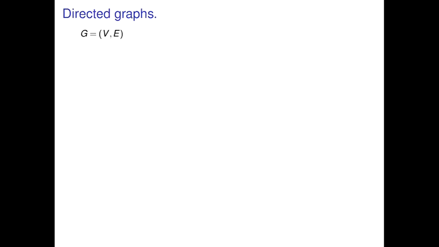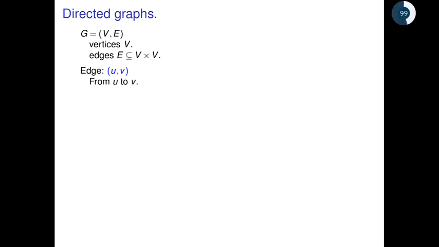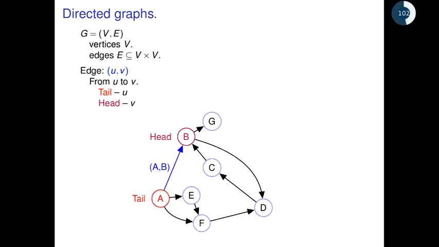So we'll go to directed graphs. We have vertices V and edges which are a subset of V cross V of the pairs of vertices. And an edge UV now has meaning. It has direction. It means it goes from U to V. So the tail is U, the head is V. Here's some examples. Here's a graph. It's the same graph as before, except I've added a few arcs and I've directed them.